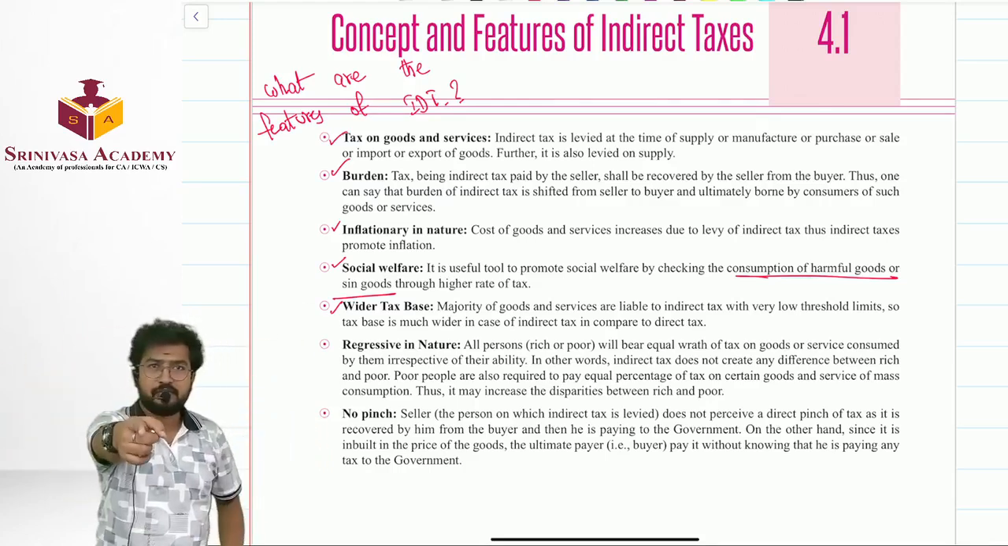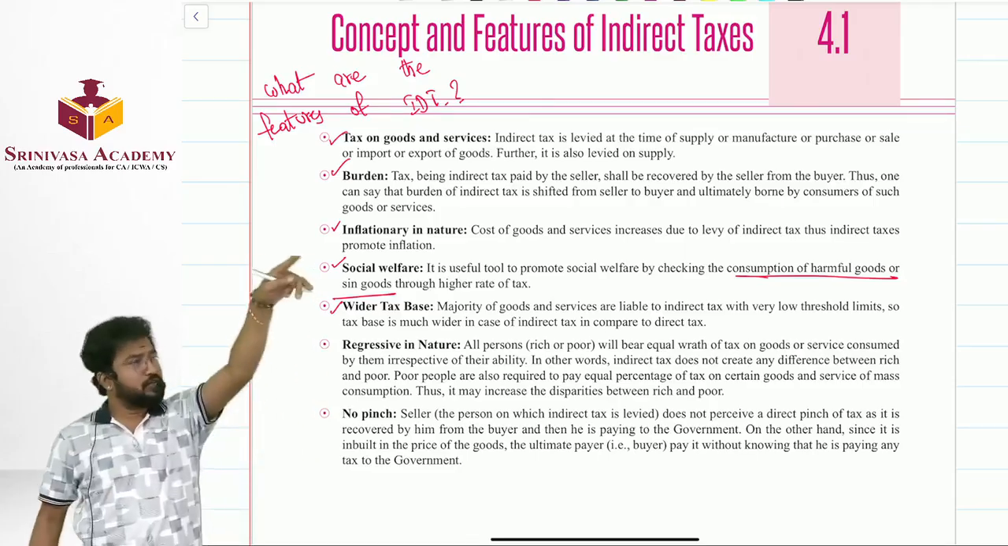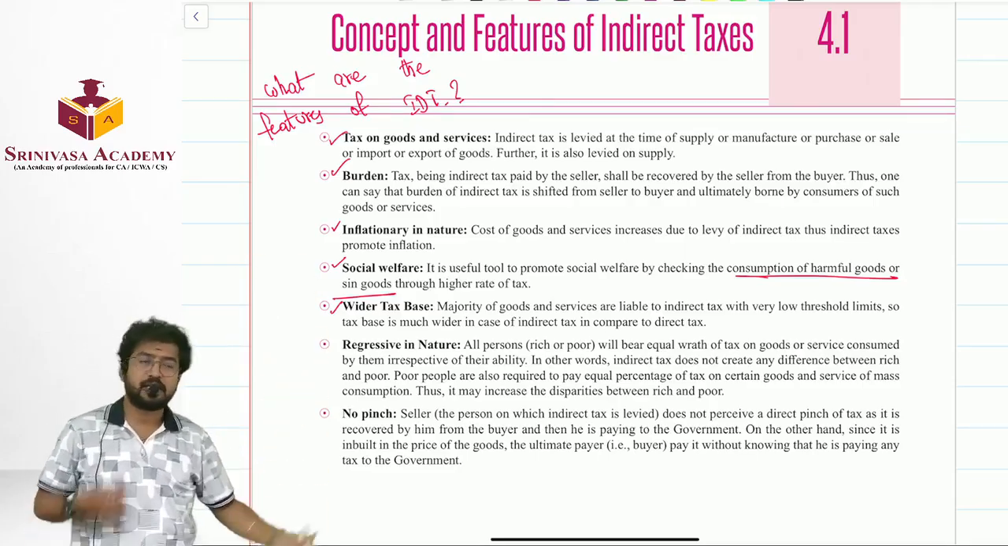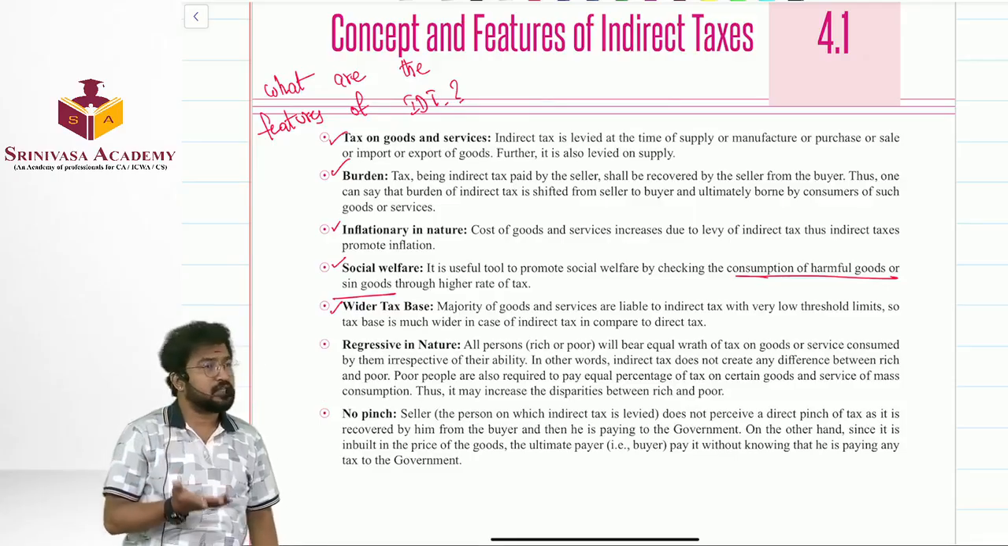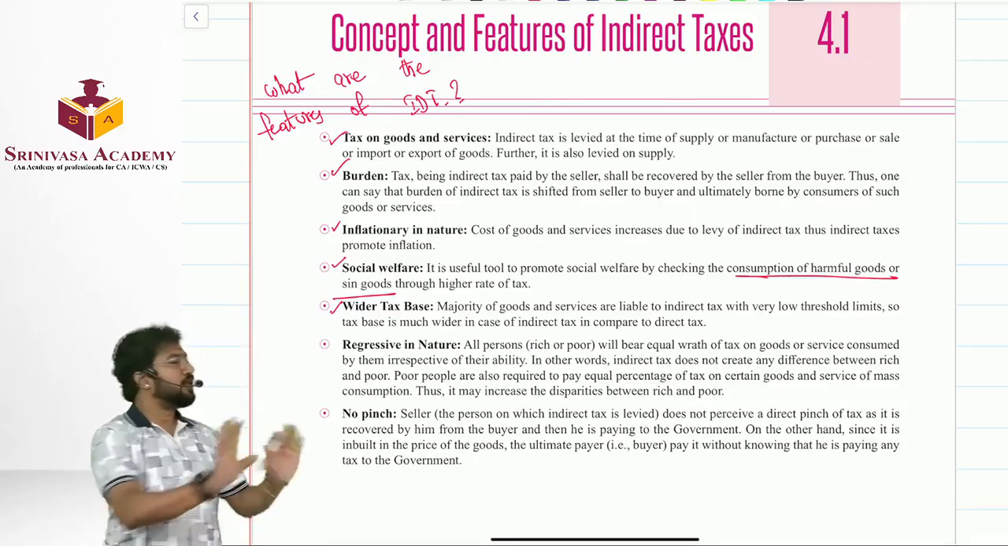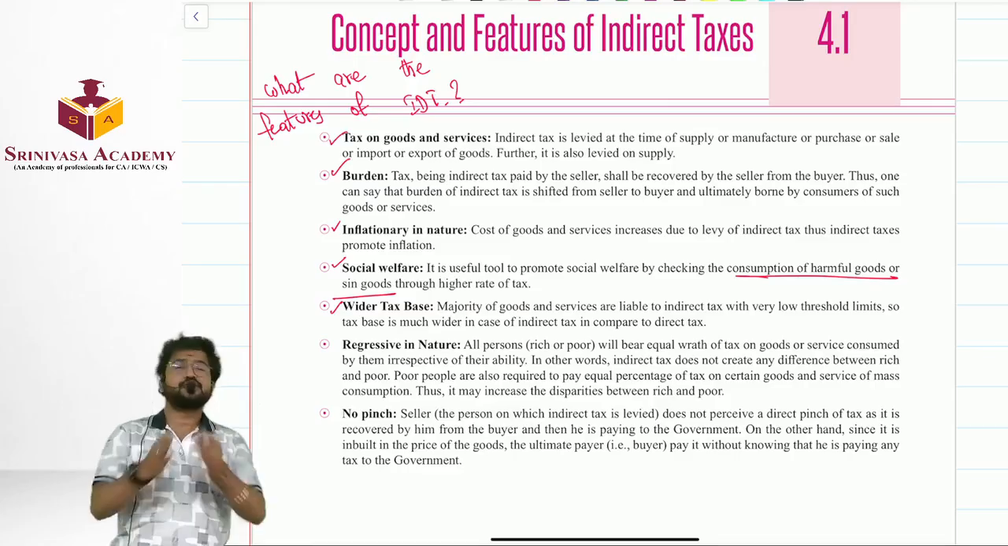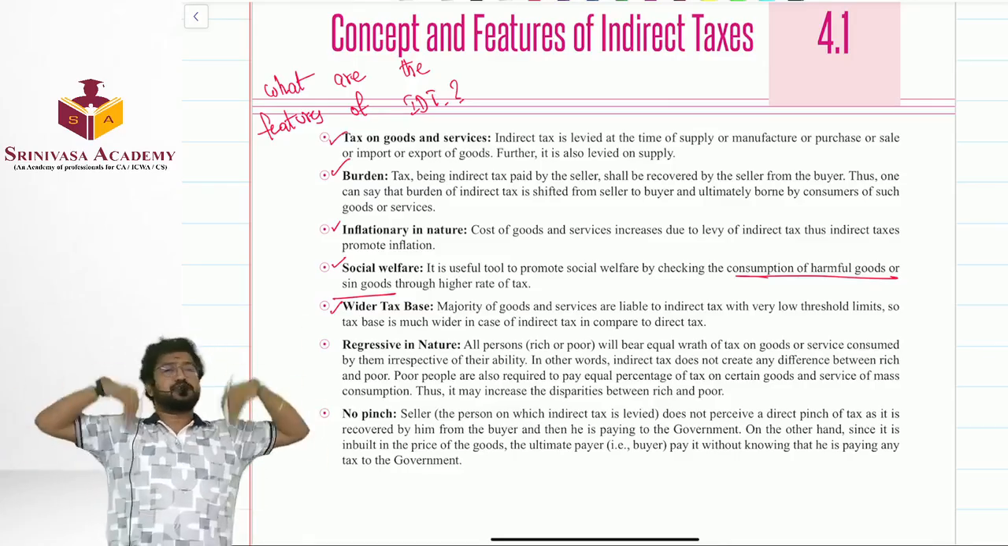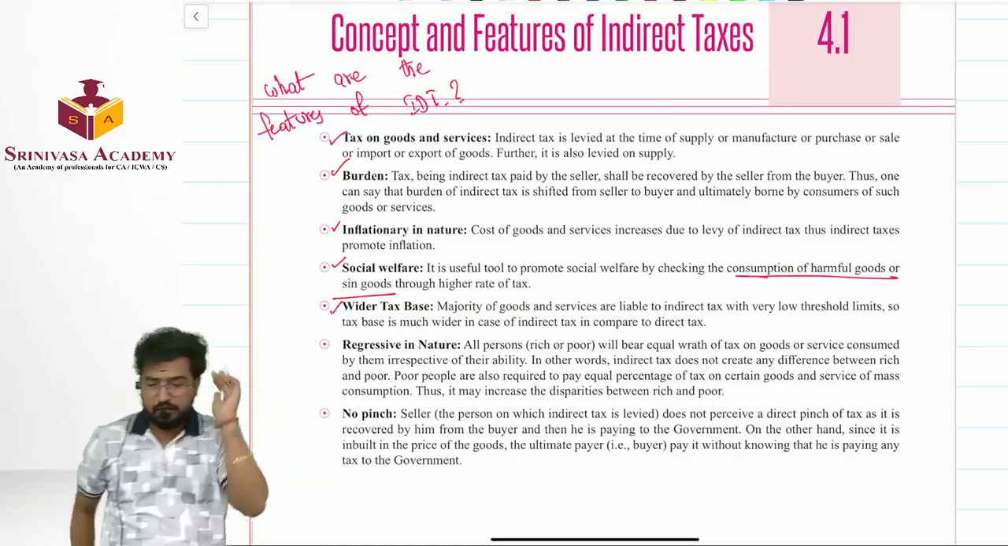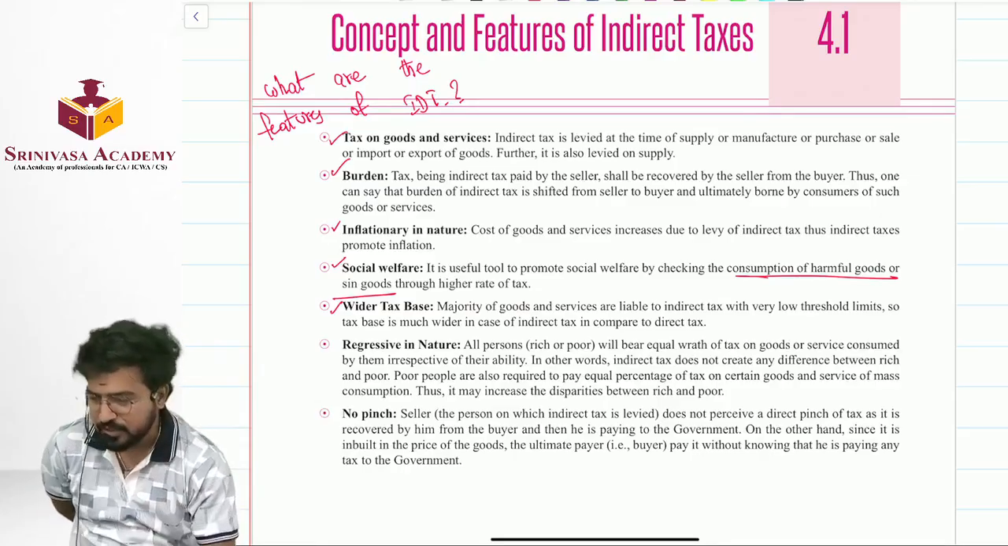Correct? This camera we buy, there is indirect tax. That projector we buy, there is indirect tax. This chair we buy, there is indirect tax. This t-shirt we buy, there is indirect tax. So anything and everything comes under indirect tax. So the tax base is wide enough, it covers almost anything and everything. Right? Super. Fine. Next. What is the next one?